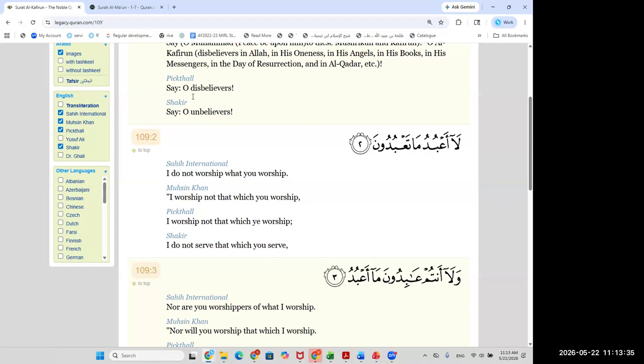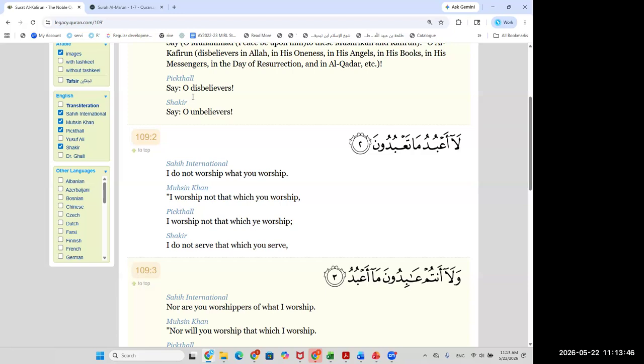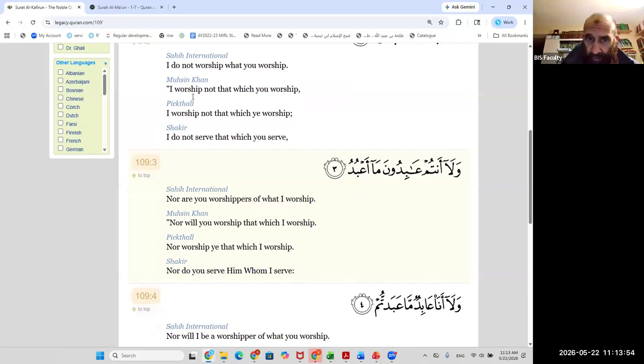In colloquial and modern Arabic, they don't use this structure. Like the particular ma mausul, it's rare. I don't see it commonly used, yeah. Okay.